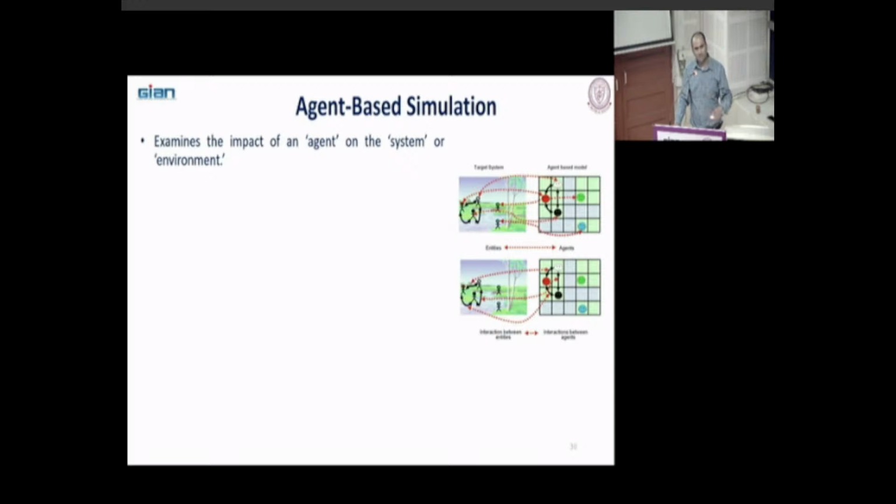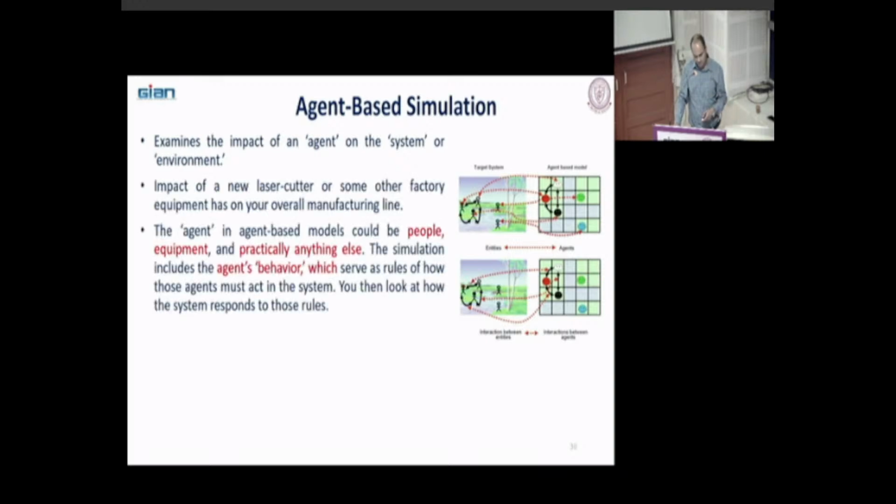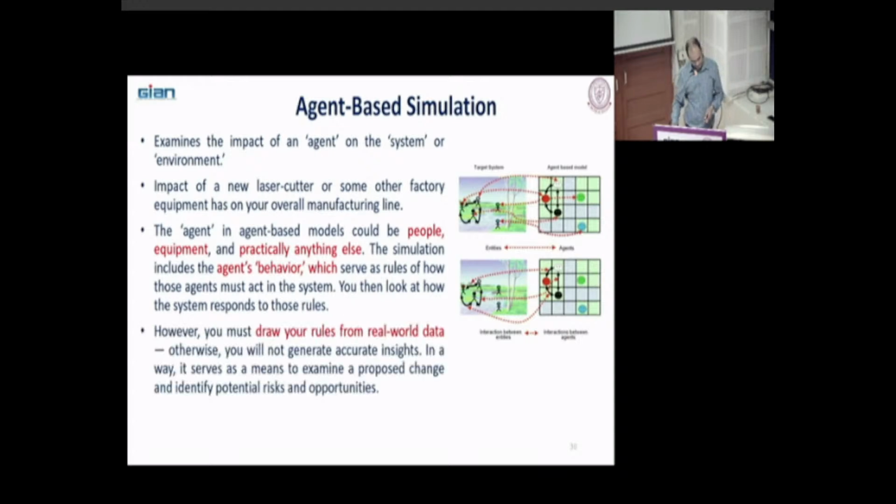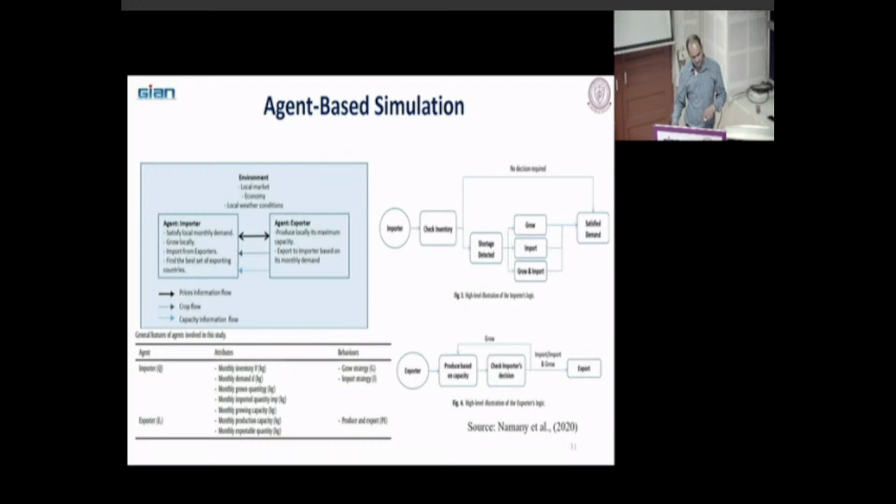Agent based simulation is used to find out the interactions between the agents. Here you can use agent based rules to find out some analysis or insights from the supply chain. This is an example, importer and exporter. You can see here, and then you can do the analysis.